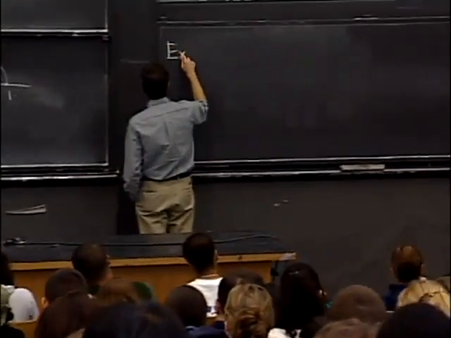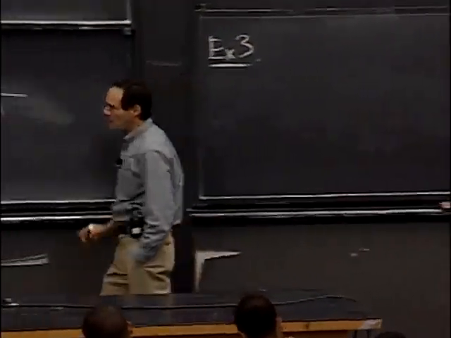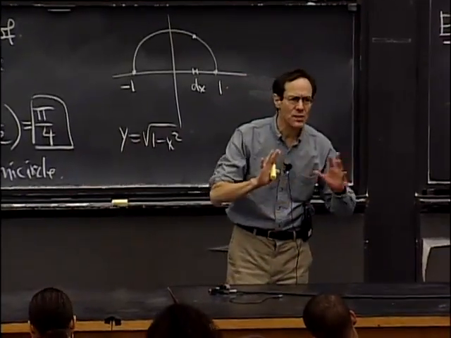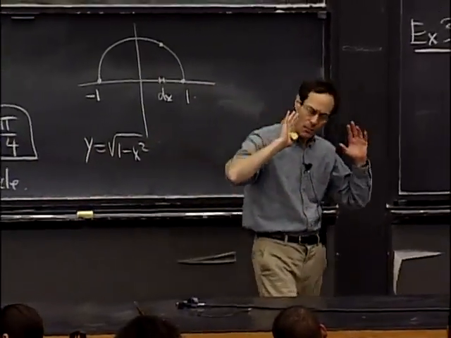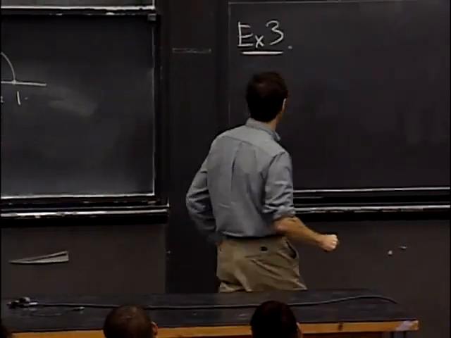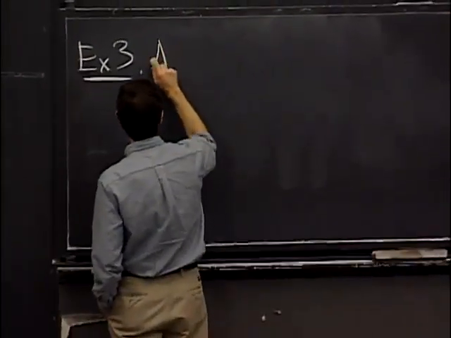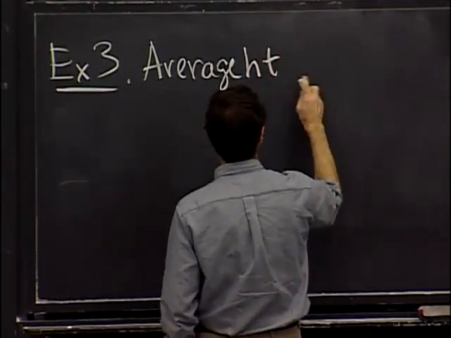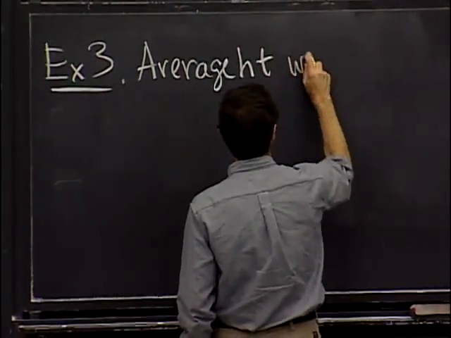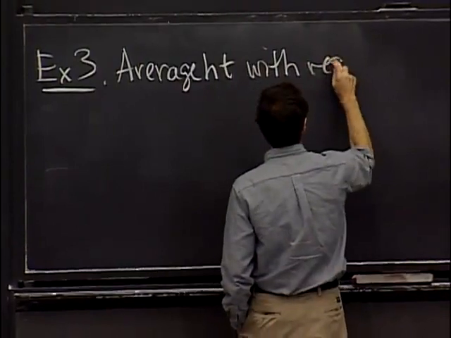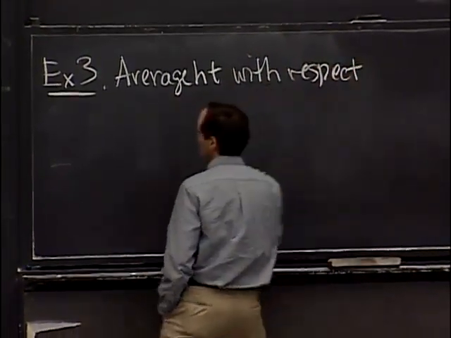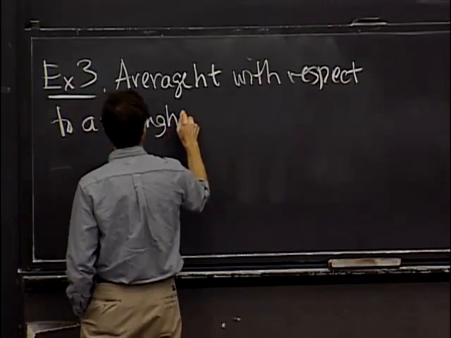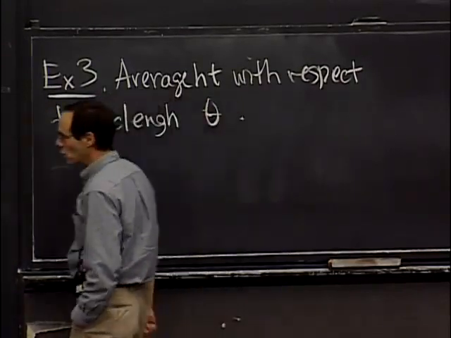Now, the next example that I want to give introduces a little bit of confusion. And I'm not going to resolve this confusion completely, but I'm going to try to get you used to it. I'm going to take the average height again, but now with respect to arc length, which is usually denoted theta.